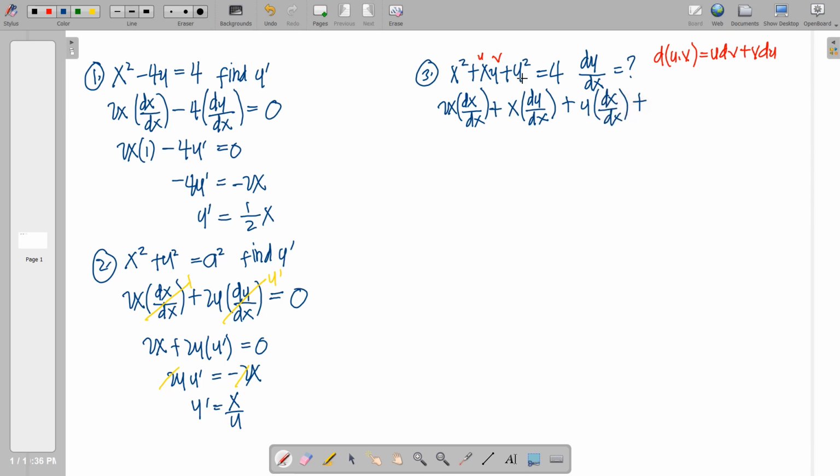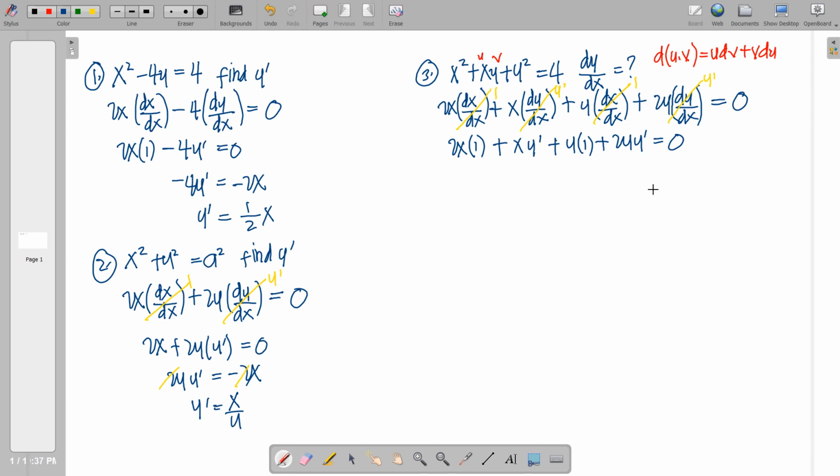Then y squared here becomes 2y times dy over dx. And for the right hand side, we have a constant, which becomes 0 when differentiated. Again, this is 1. This is y prime. This is 1. And this is y prime. Then we solve for y prime, and then we obtain this equation.